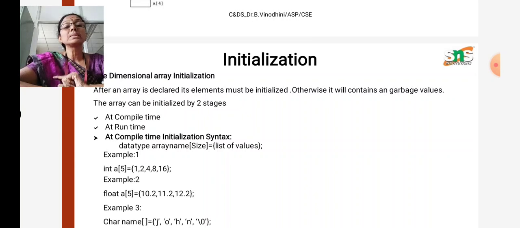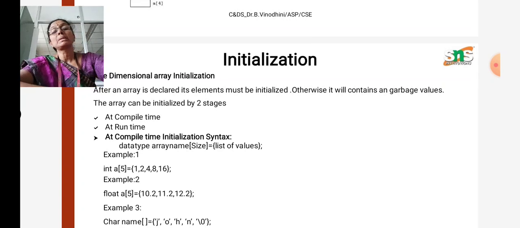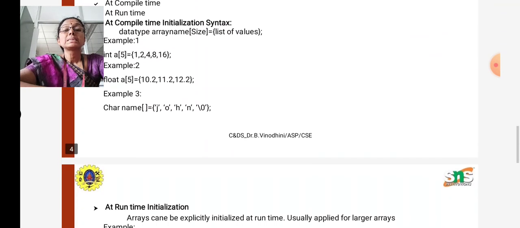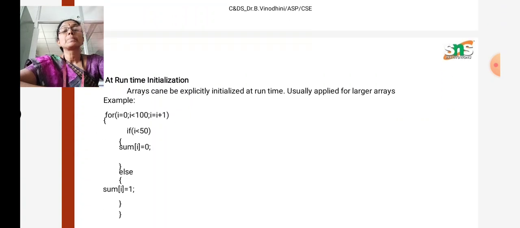This is one way of allocation, where we allocate the 5 values using the brace concept. Otherwise, we can allocate using the index value, for example a[0] = 1, a[1] = 2. That is another way of compile time initialization. Next is runtime initialization, which means we get the values from the user at runtime.